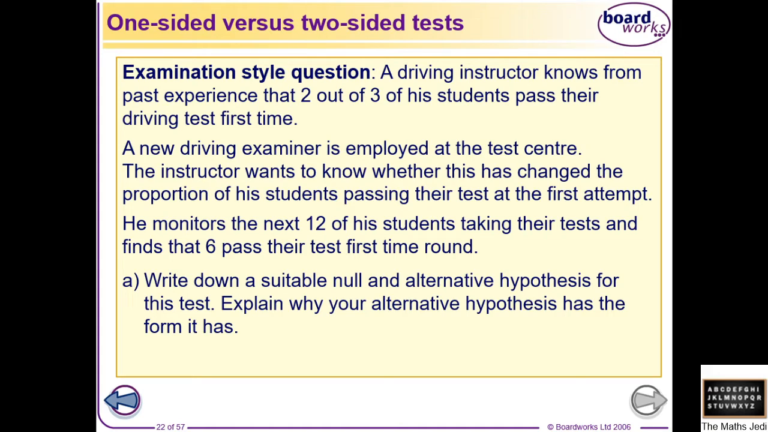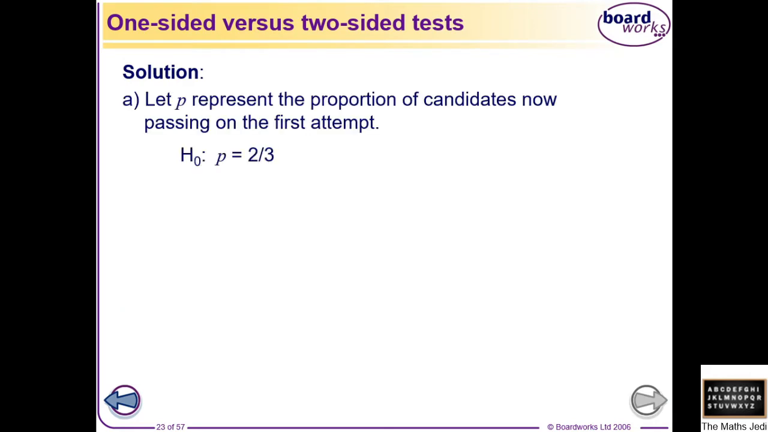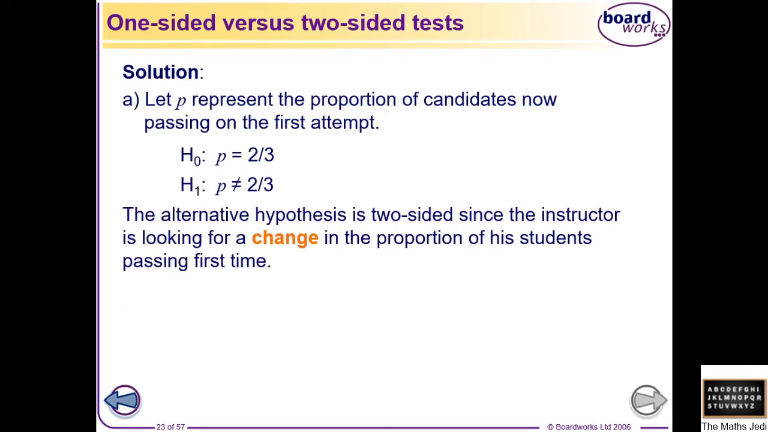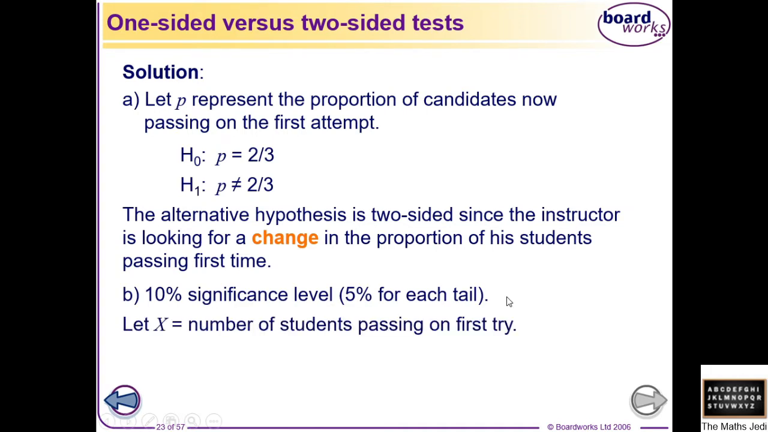So it's very simple. The null hypothesis will be 2/3, and then the alternative hypothesis will be that it's not 2/3. The 10% alternative will have to be halved. It's 5% for each tail.